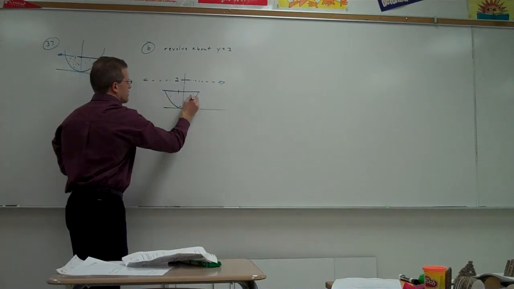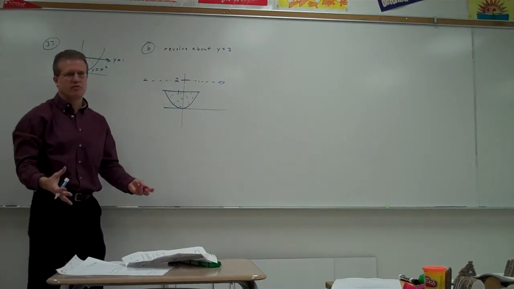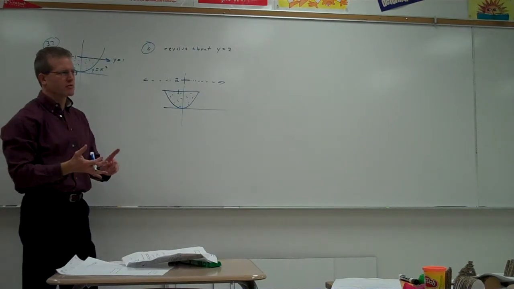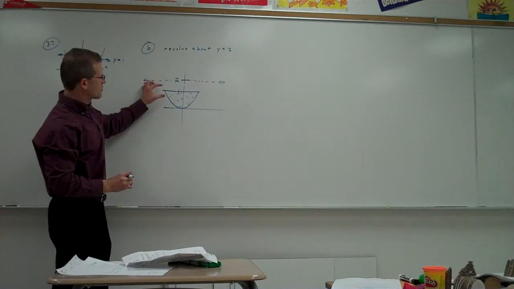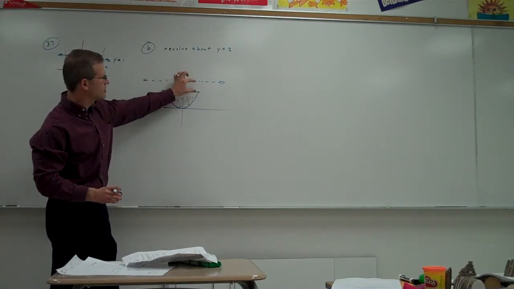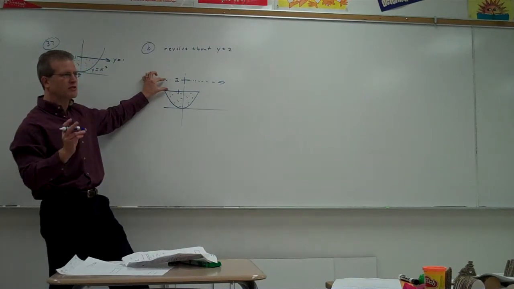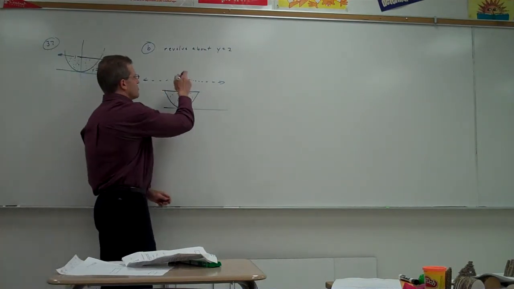Here's my region. I'm going to be revolving it, so I'm going to use some type of circular formula, either the disk method or the washer method. Now I see this white space here. When you see white space between the region and the axis of rotation, that means you should use which one, the disk or the washer method? Washer. Washer method.